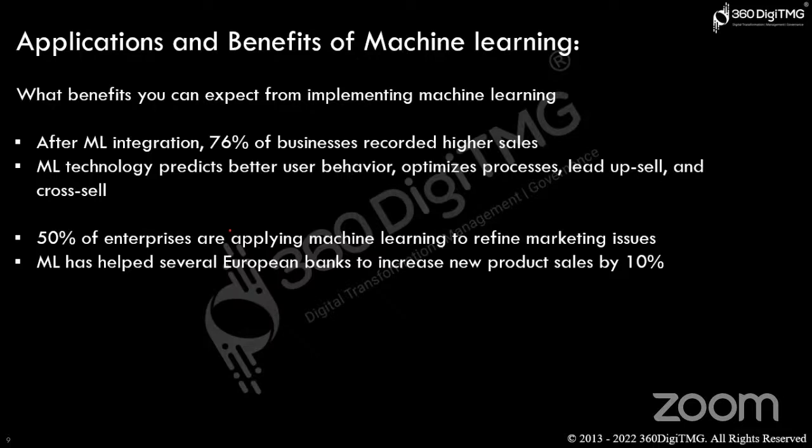If you know it, it's fine. Otherwise, you can simply use this technology. Of course, in that case, there will be a surge when it comes to sales. When you integrate a machine learning algorithm in your web platform, then definitely you'll have a surge in sales. ML technology predicts user behavior better, optimizes processes, and leads to up-sales and cross-sales. The machine learning algorithm itself, the artificial neural network, was created to mimic the human brain.